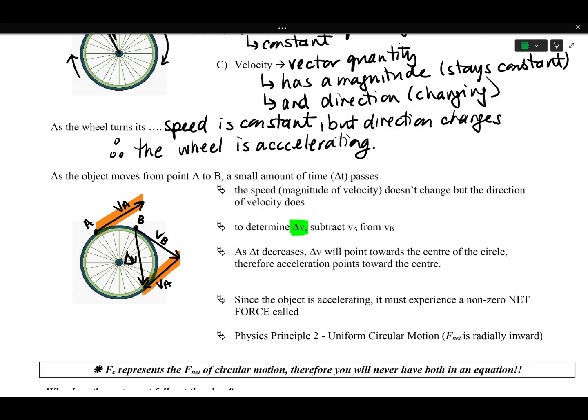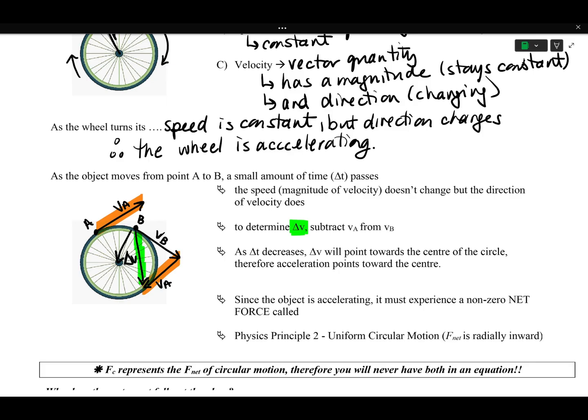And what you'll notice is that the change in velocity when the A and B are far apart is not quite pointing to center. But if I was to make these two points closer and closer to each other, this change in velocity would then start to point towards the center. Okay, so that's where my change in velocity is really pointing, towards the center of the wheel.